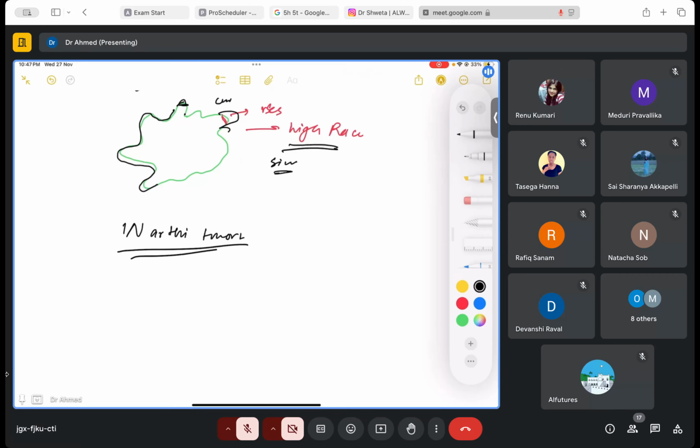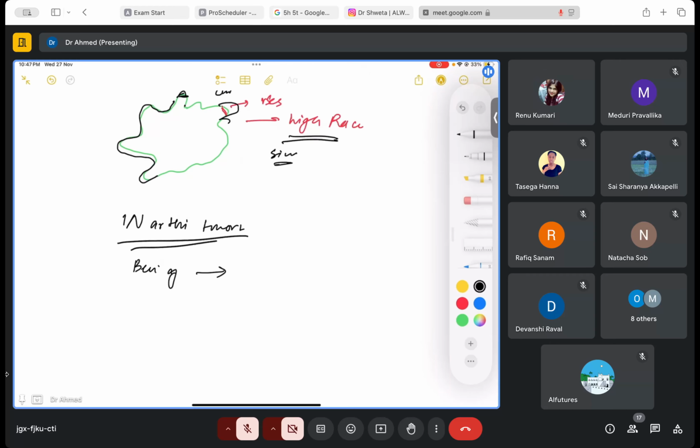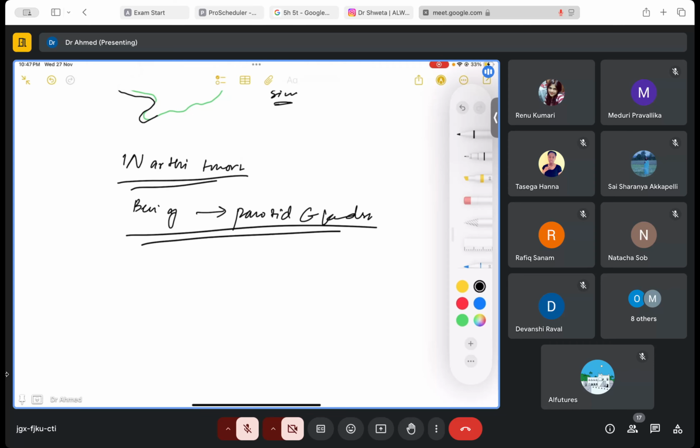So what's Warthin tumor? It's also a benign cystic tumor, and the common location in which it arises is your parotid glands, right? So it arises in the parotid gland. So what happens in Warthin tumors? You are going to see lymphocytes. In this case, you are going to see lymphocytes plus germinal centers within the parotid gland.